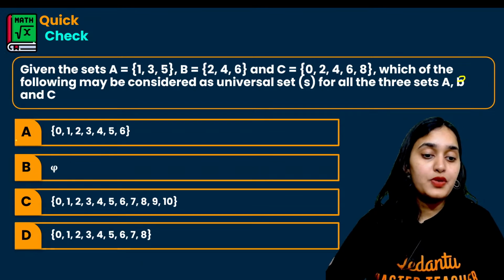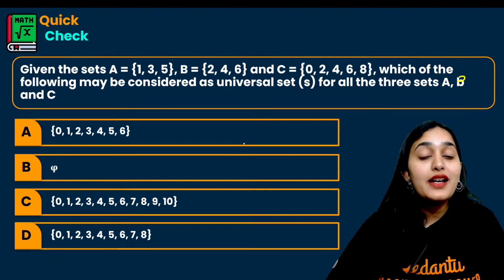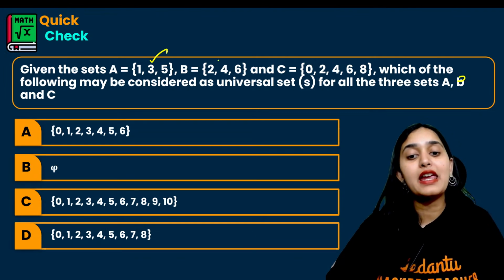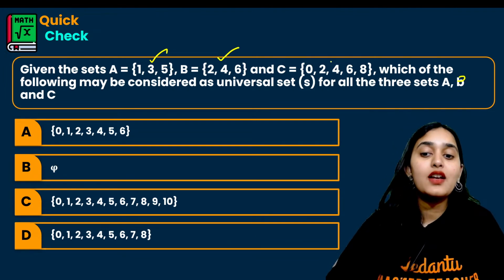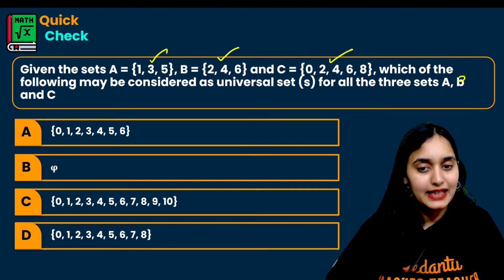Tell me. Option A, option B, option C, option D. Which is the universal set? Universal set means it should have all the elements of A, all the elements of B, all the elements of C. Isha is saying option C.